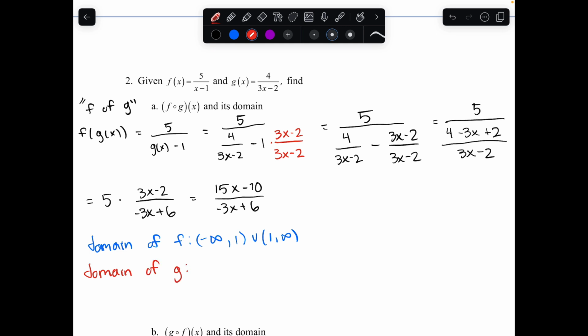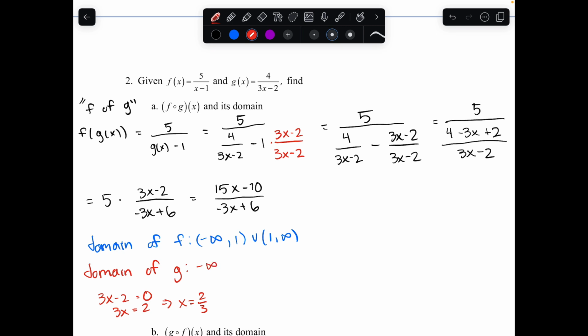What numbers are going to give us a problem for g? Well, we don't have any square roots, so we don't have to worry about getting a negative anywhere. So the only real problem is going to happen when 3x minus 2 is equal to 0. Because if it's equal to 0, that means we'll be dividing by 0, which we're not allowed to do. So when is 3x minus 2 equal to 0? Well, we can solve for that. 3x minus 2 being equal to 0 implies that 3x is equal to 2, and hence x is equal to 2/3. So I can't plug in 2/3 into my function.